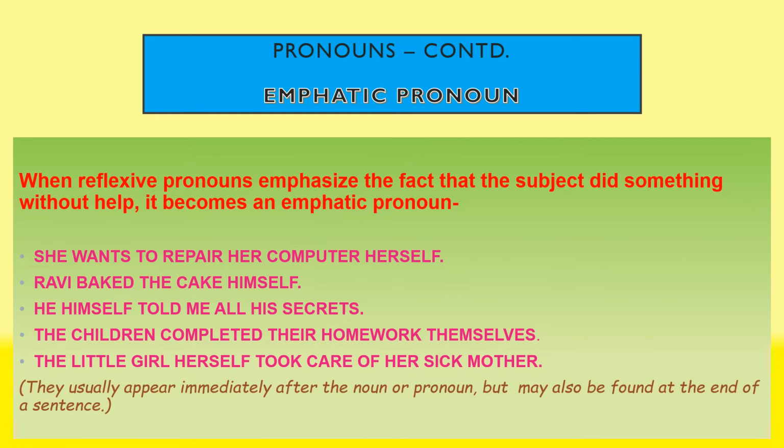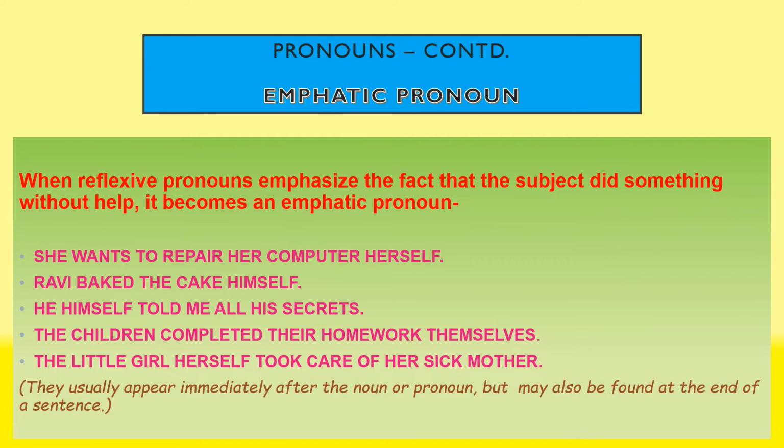This is what I was just trying to tell you. When reflexive pronouns emphasize the fact that the subject or the doer has done something without any help, then it becomes an emphatic pronoun. Understand this very clearly. She wants to repair her computer herself. This is not a reflexive pronoun, though it is ending with self. Ravi baked the cake himself. He himself told me all his secrets. That is also emphatic. See, it may come after the noun, it may come at the end of the sentence. Don't go by that. Just see whether it is an object of the subject.